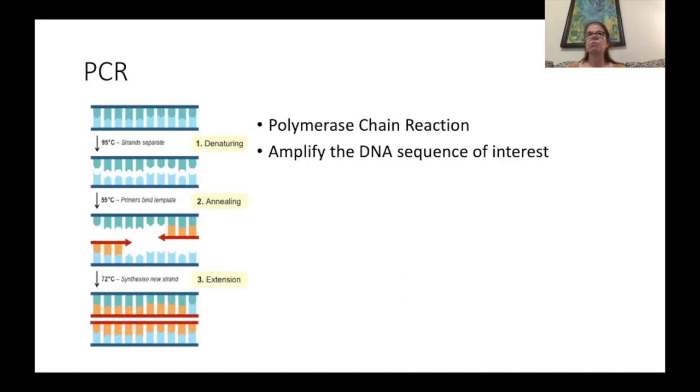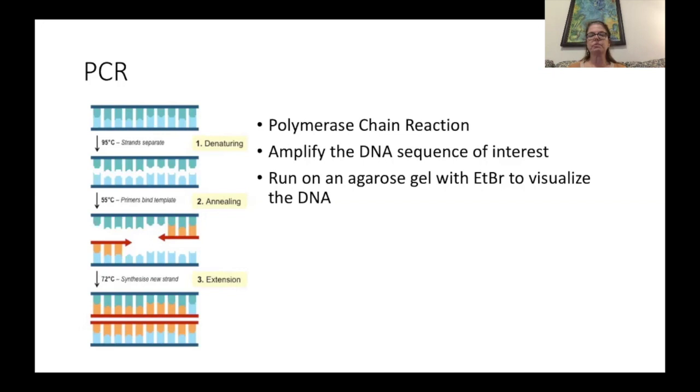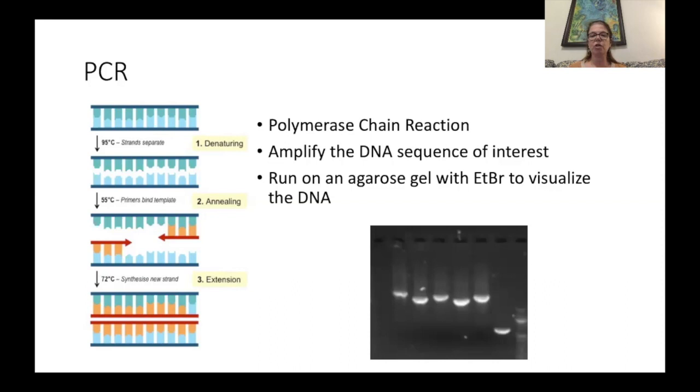So there are many copies of it, which means that it's going to be easier to amplify by PCR, and you're going to get a lot of it from a PCR reaction. Of course, then we're going to run it out on agarose gel with ethidium bromide, just to make sure that we've got the band that we're looking for. And you can see here on this gel that there are different bands of different sizes.